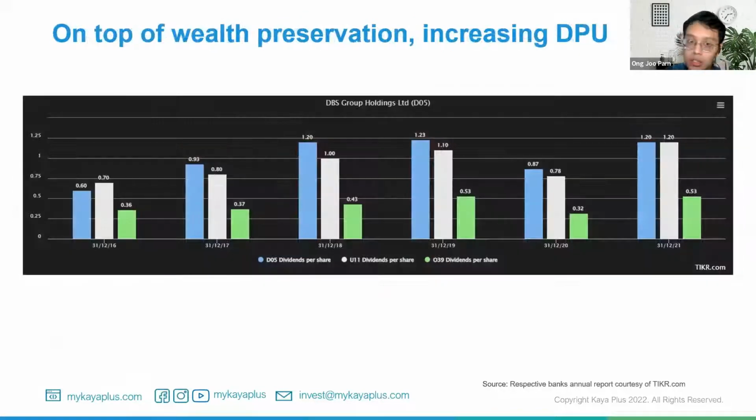Of course, on top of that, we also talk about the wealth accumulation part of investing in Singapore banks. You do not want to just let your money sit there. You also want to receive cash dividend payouts every year. And you can see that all three banks do grow their dividend payouts every single year, save for what happened in 2020. But coming to 2021, a lot of the banks have resumed paying back their dividends and will continue to grow if everything stays true to their strategy and game plan.